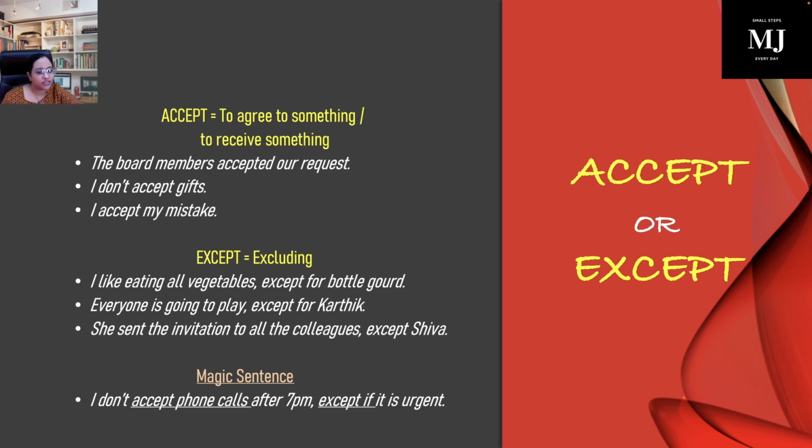Okay? So let's try to use them in sentences. The board members accepted our request. So they agreed to whatever we were requesting. If you remember the collocation, we always agree to something. So the board members accepted our request. Then to receive something: I don't accept gifts. I don't usually take gifts.